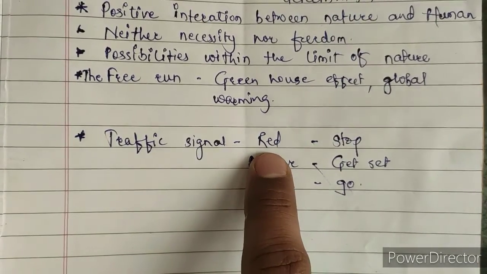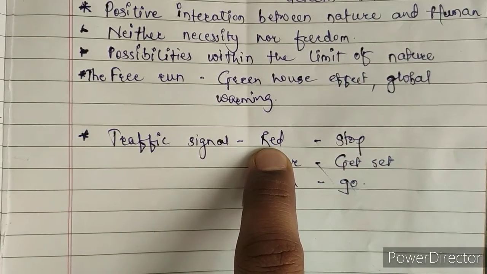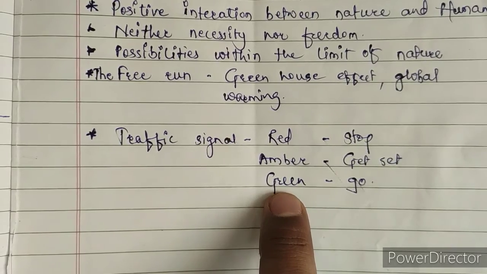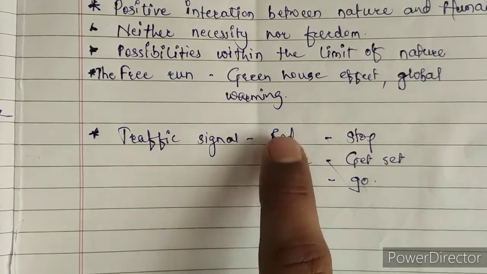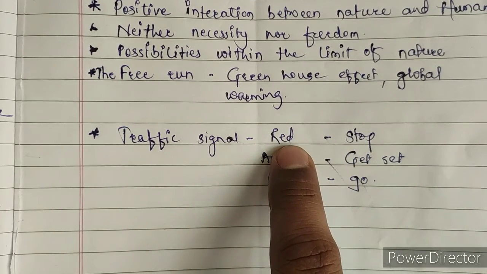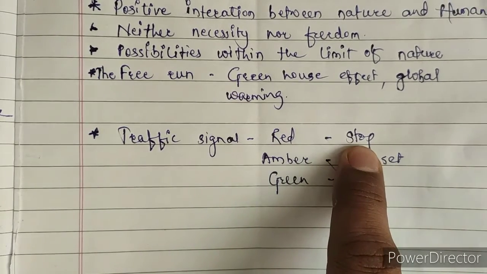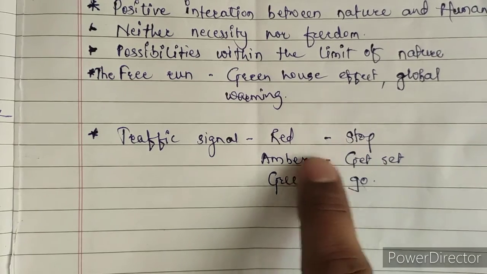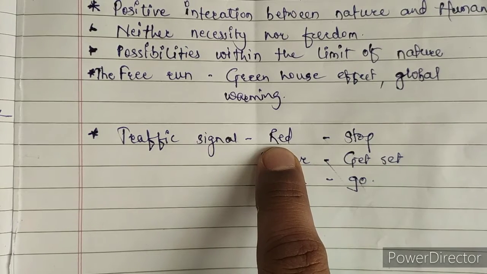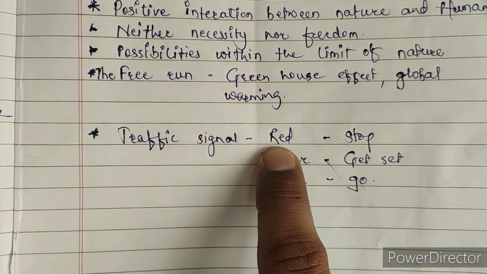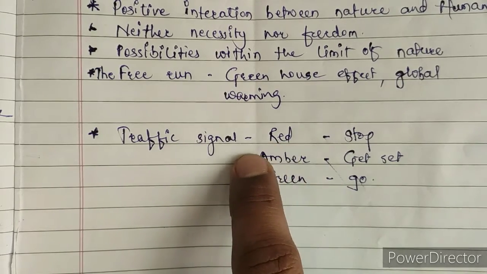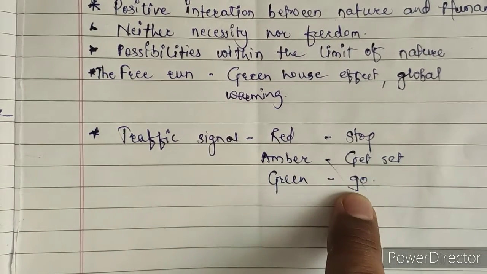So try to understand, if we follow the rules of nature, then we shall not face any problem in future. So there is a balance between these two concepts. First, red color, we need to stop, we need to understand, then we need to get set. We need to understand the concepts of the first term, that is environmental determinism. And when we understand environmental determinism, we will get set and then we will go.